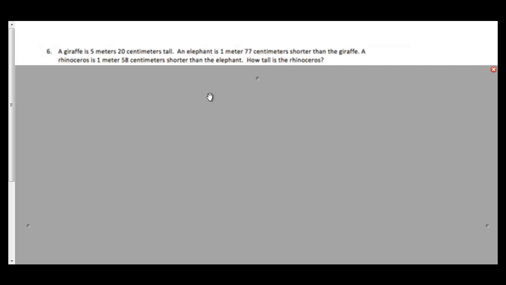Okay, so a giraffe is 5 meters, 20 centimeters tall. An elephant is 1 meter, 77 centimeters shorter than the giraffe. A rhinoceros is 1 meter, 58 centimeters shorter than the elephant. How tall is the rhinoceros?